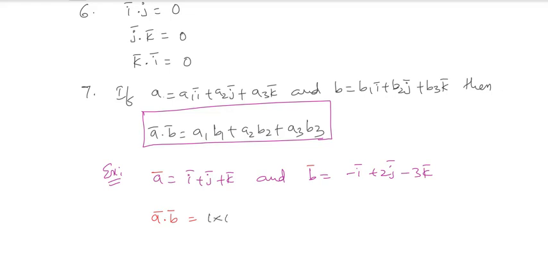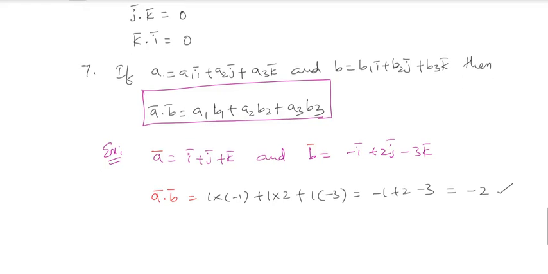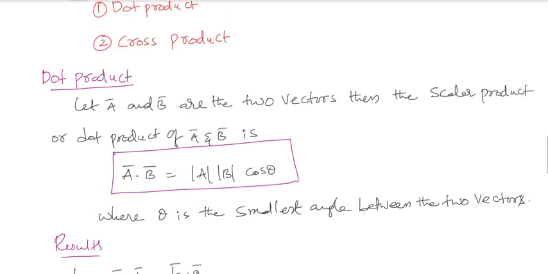So 1 into minus 1, next plus 1 into 2, plus 1 into minus 3, which is nothing but minus 1 plus 2 minus 3, which is equivalent to minus 4 plus 2, which is minus 2. Am I correct or not? So that is how you people have to do it. This is the part of your dot product.